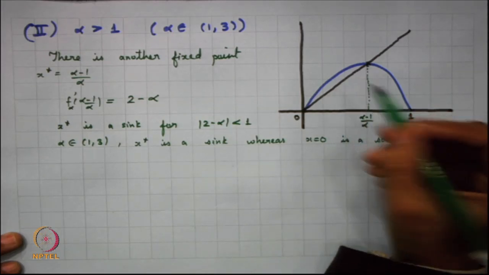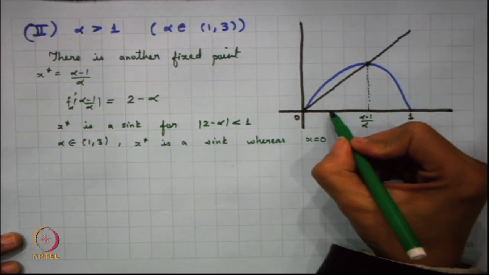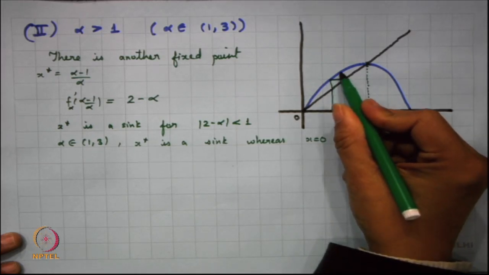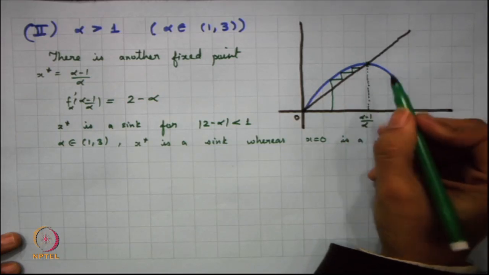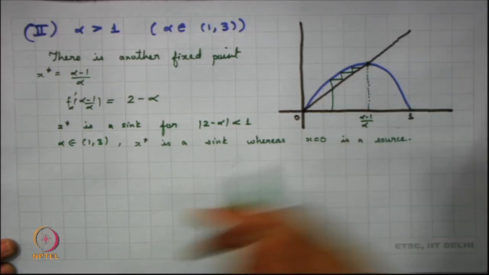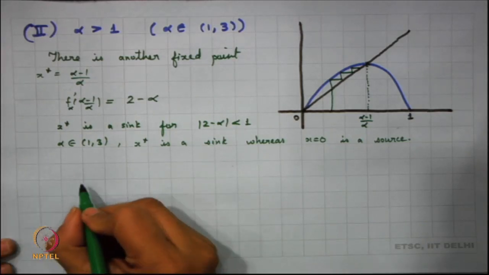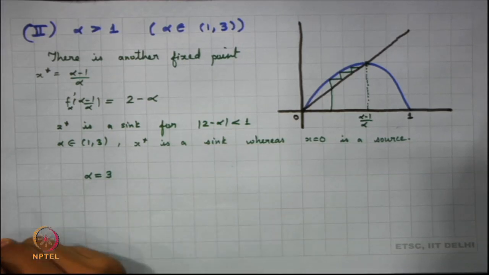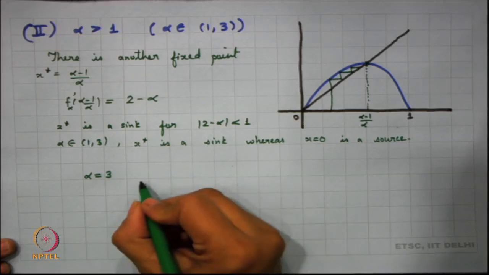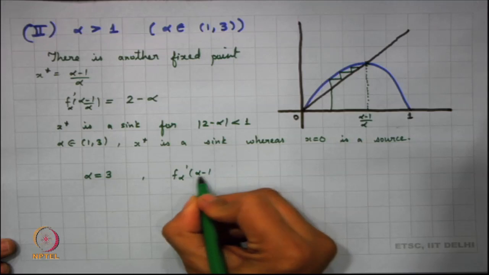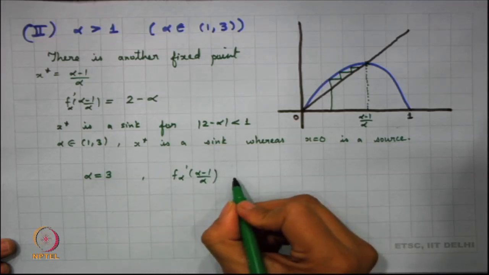So, if you start with any point here, ultimately this converges to the fixed point x star. What happens when alpha equal to 3? So, we are essentially looking now at what happens for alpha equal to 3. When alpha is equal to 3, we find that f alpha prime of alpha minus 1 by alpha, what does it turn out to be?